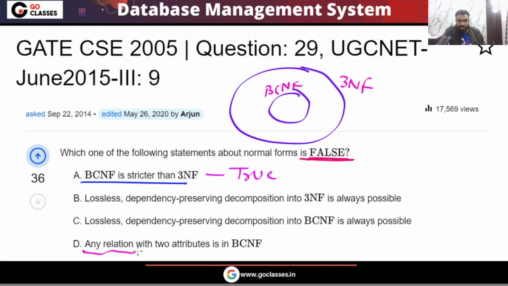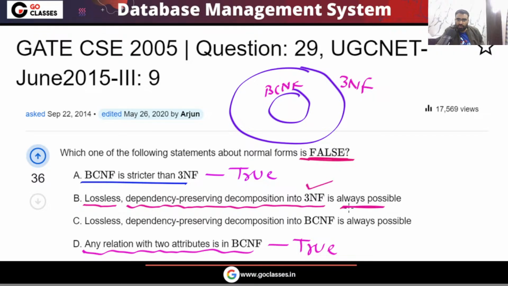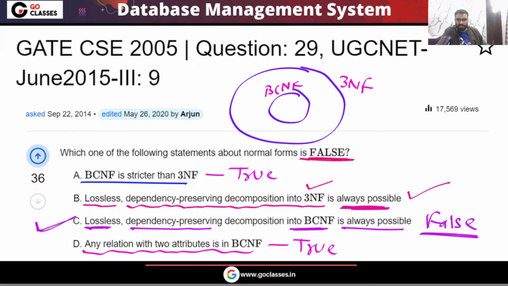Now, any relation with two attributes is in BCNF. We have already seen this in the previous lecture, and this statement is also true. You can find the link in the description. Let's see this: lossless, dependency-preserving decomposition into 3NF is always possible. Yes, this is always possible for every relation. What about lossless, dependency-preserving decomposition into BCNF? It is always possible — this is false. The question is asking for the false statement, so the answer will be option C.